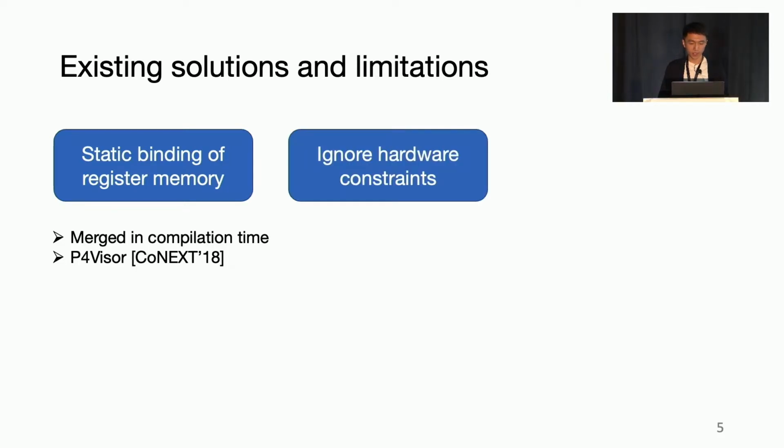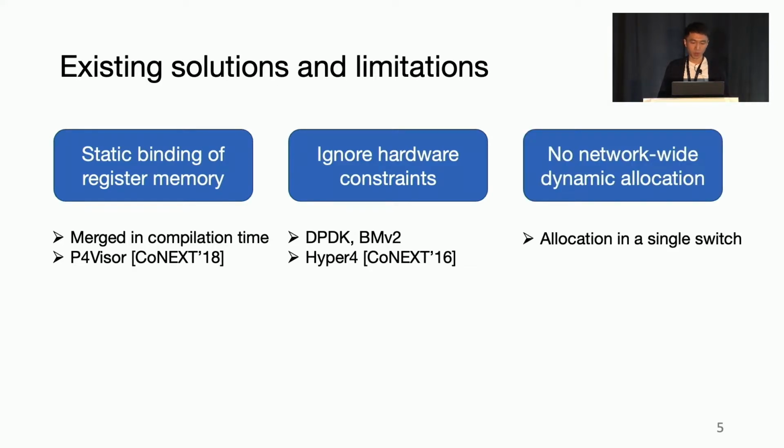Second, they usually ignore practical hardware constraints. They realize their approaches in software environments, such as DPDK and behavioral models. One example is Hyper4. At last, most existing works focus on one single switch. They are not doing network-wide dynamic allocation.